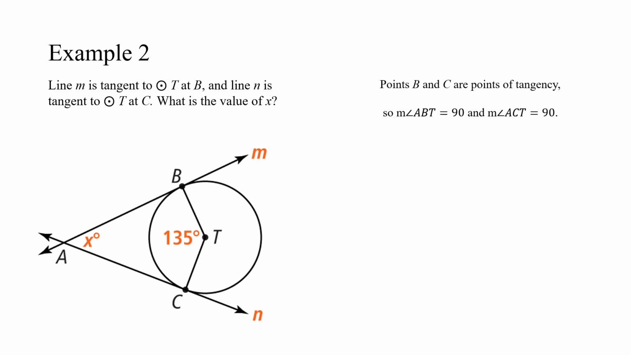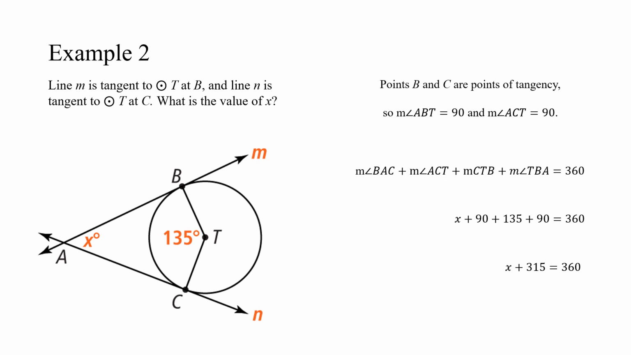Because if you notice, ABTC is a quadrilateral. And for all quadrilaterals, if you add up all of the interior angles, you should always get 360 degrees. So that's the equation I have now. Replacing each angle with its corresponding value, I have x plus 90 plus 135 plus 90 equals 360. Combining like terms, I get x plus 315 equals 360. Subtracting 315 from both sides, I find out that x is equal to 45 degrees.